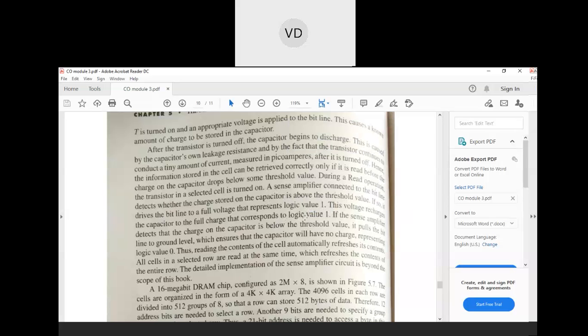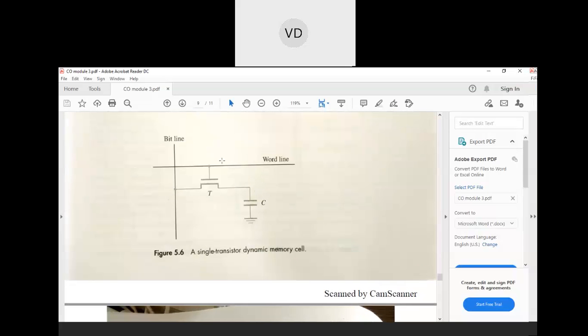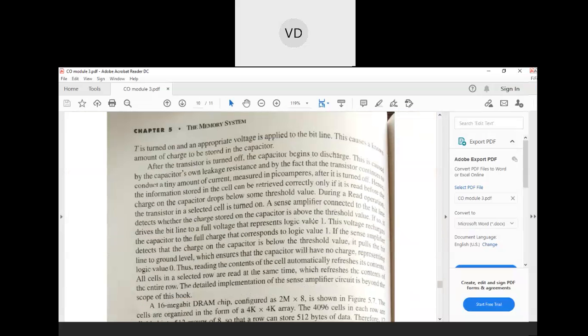When the charge on the capacitor is above the threshold value, what will happen? The bit line will drive to the full voltage. Here we have the bit line and word line. This bit line will provide the voltage and this capacitor will be driven to the highest voltage. When it is driven to the highest voltage, it will represent a value 1. So when the charge on the capacitor is above the threshold value, a value 1 is predicted.